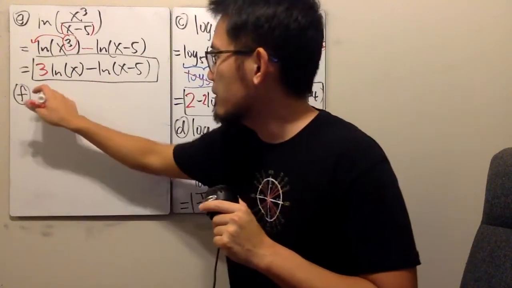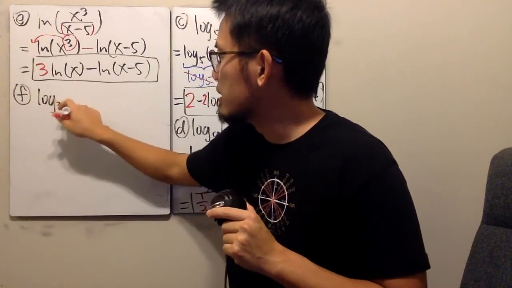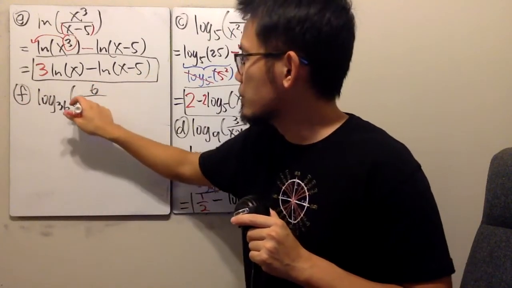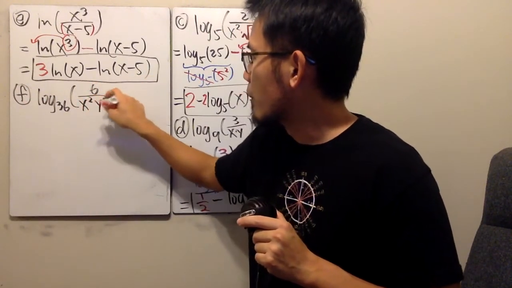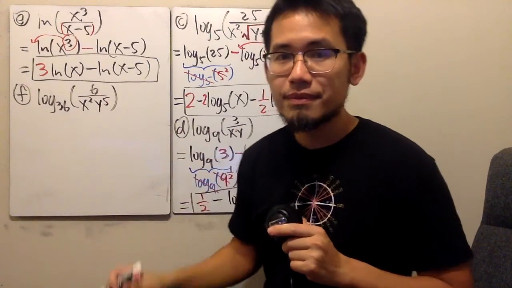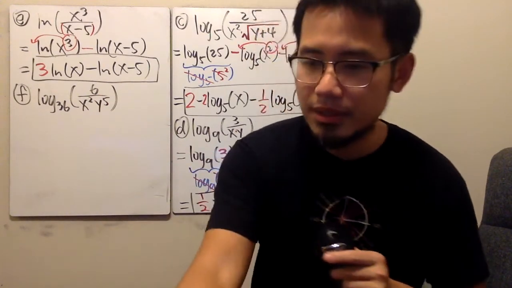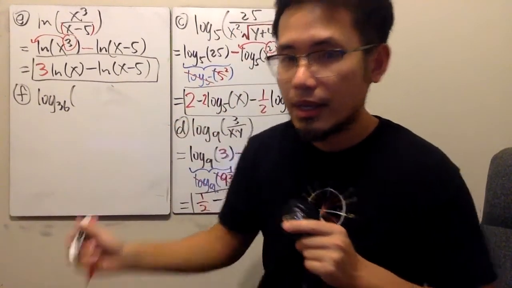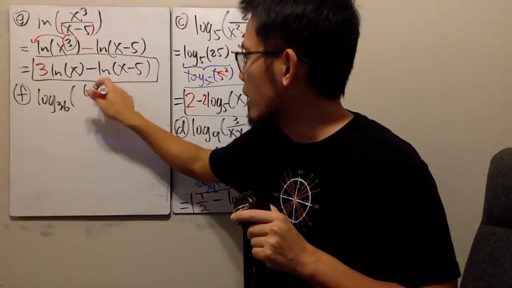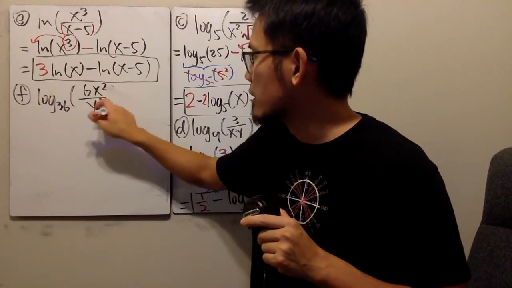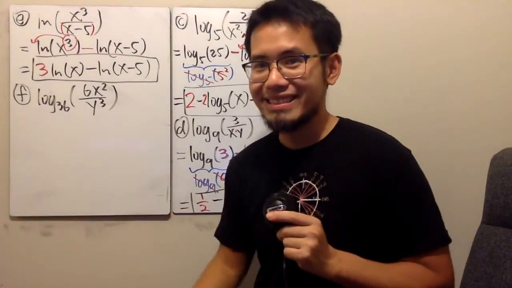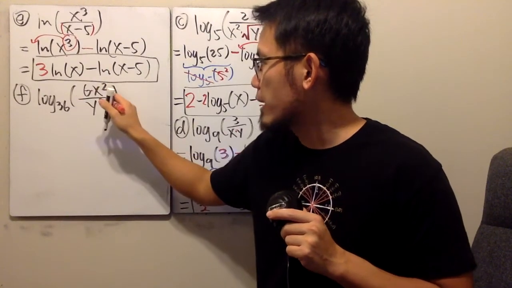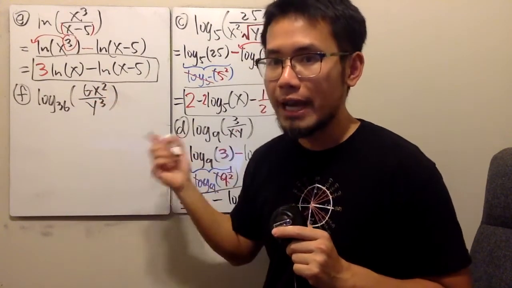Here we have log base 36 of 6 over x squared y to the 5th power, like this. All right. Actually, no, sorry, I wrote this down wrong. Let me just put this down right here. 6x squared over y to the third power. All right, much better. Okay, here we go. This is 6 times x squared, yeah? And then divided by y to the third power, yeah?